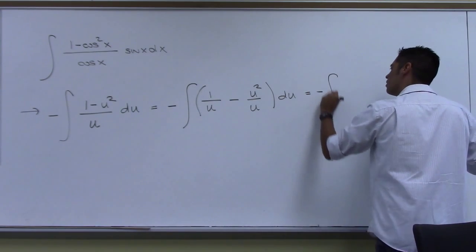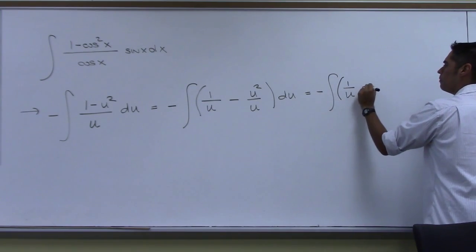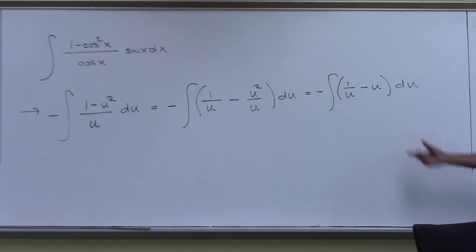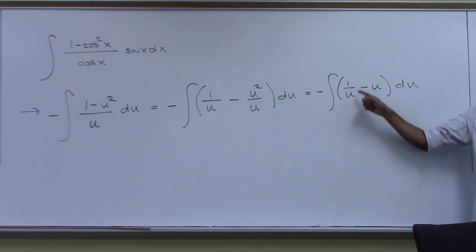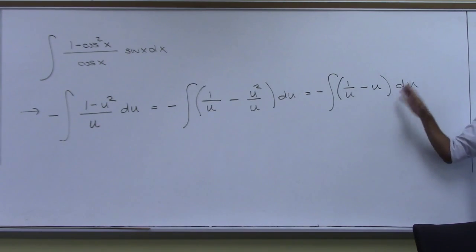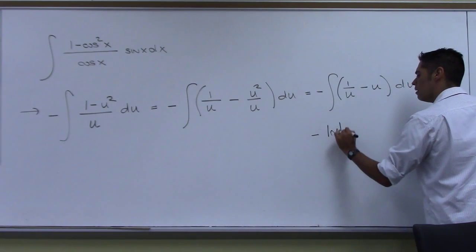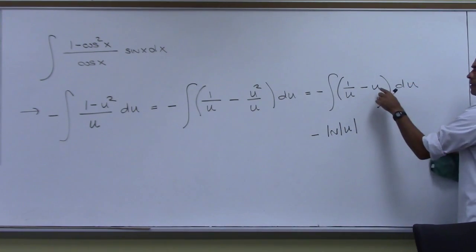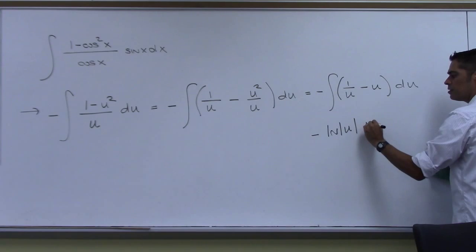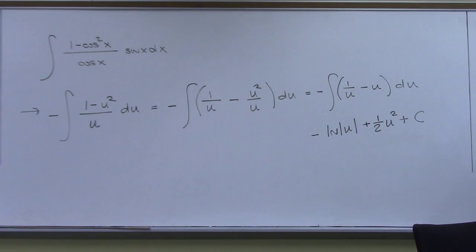Which is negative integral of 1 over u minus u du. And these two can be integrated, right? The antiderivative of 1 over u is the natural log of the absolute value of u, and the antiderivative of u is 1/2 u squared. So we'll have negative natural log absolute value of u, and then the antiderivative of this, you have a negative, but then the negative again, so plus 1/2 u squared plus some constant. Understand?